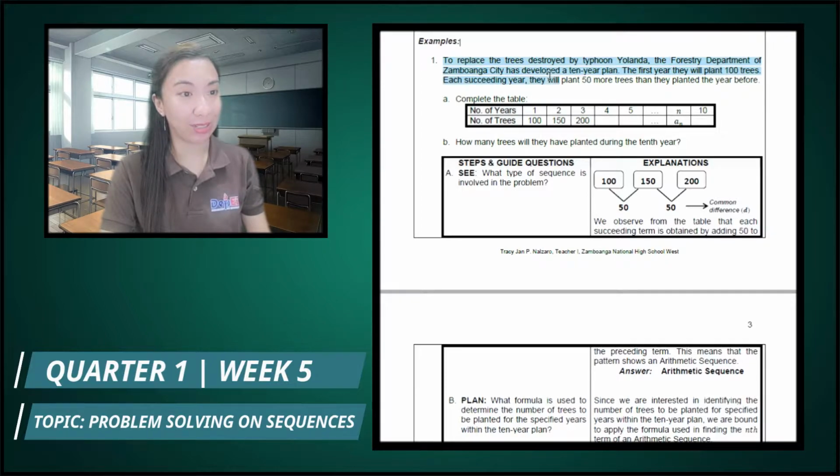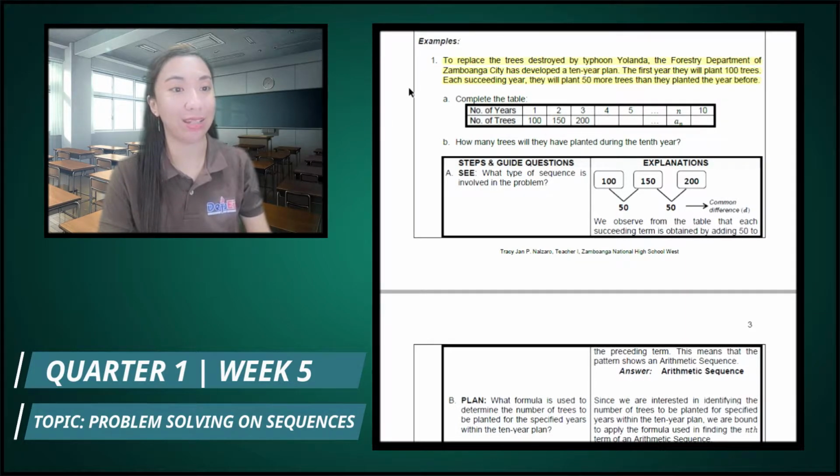To replace the trees destroyed by Typhoon Yolanda, the Forestry Department of Zamboanga City has developed a 10-year plan. The first year, they will plant 100 trees. Each succeeding year, they will plant 50 more trees than they planted the year before. So, let us have letter A, complete the table.